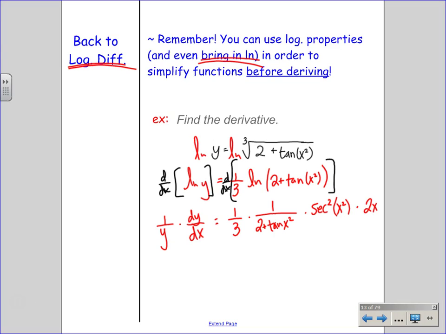I had a u and a v. For my kiddos that like writing it all out, you could have said that f is equal to 1/3 ln of u. u is equal to tangent of v. v is equal to x squared, if that helps. So 1/3 times 1 over u times secant squared of v times 2x. Boom, boom, boom. You're done. Now get dy dx by itself. So does it make sense why this works?